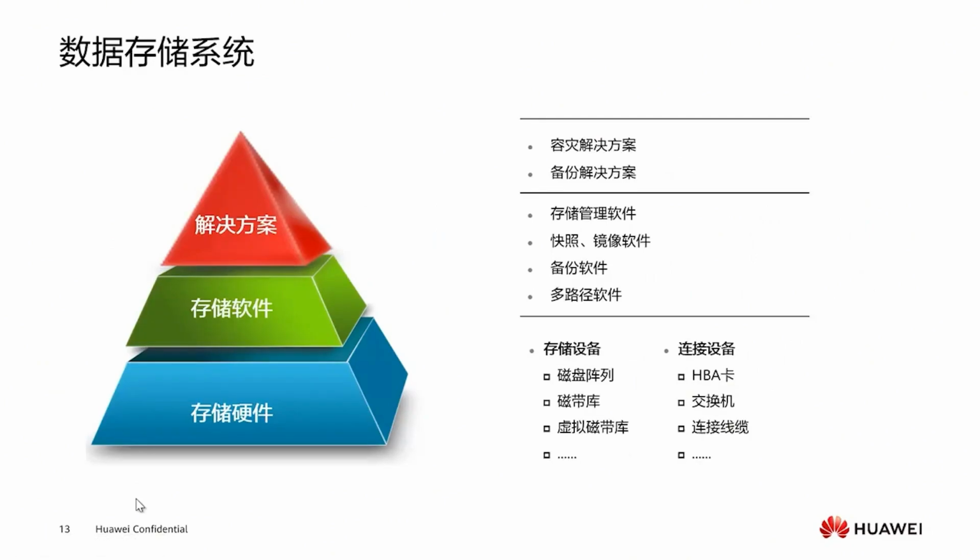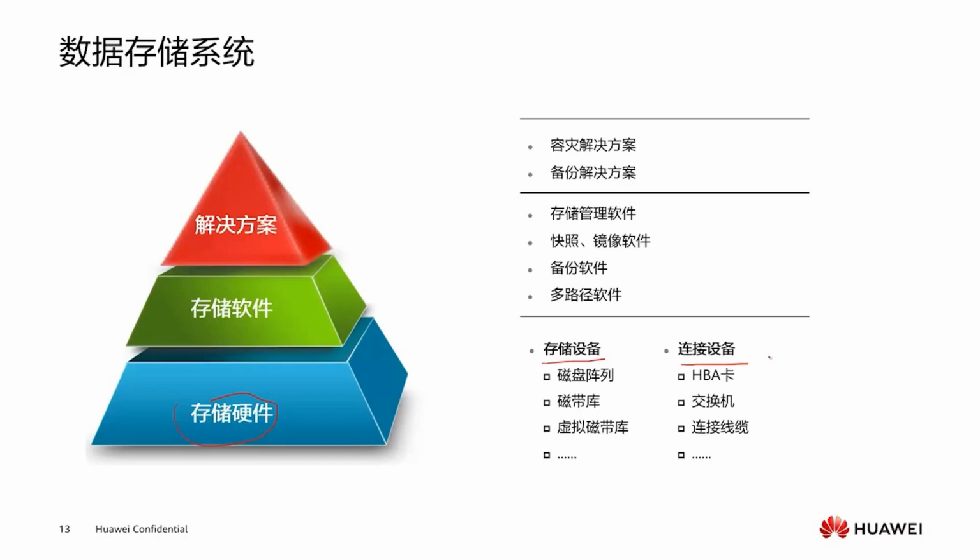This diagram introduces the overall architecture of the data storage system. As you can see, the bottom layer of the pyramid is storage hardware, which is divided into two categories. One is storage devices and the other is connection devices. Storage devices are devices used solely for data storage, such as disk arrays, tape libraries, virtual tape libraries, etc.